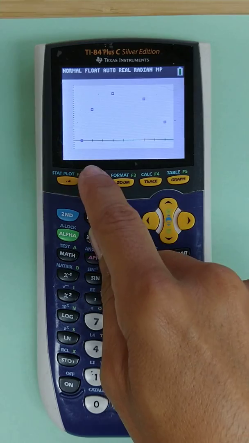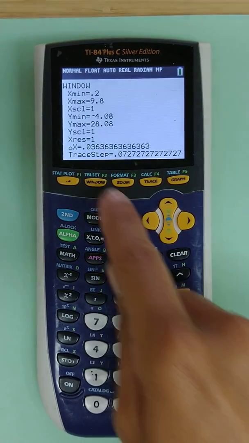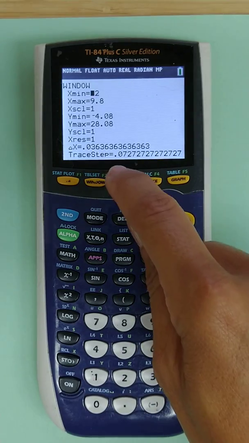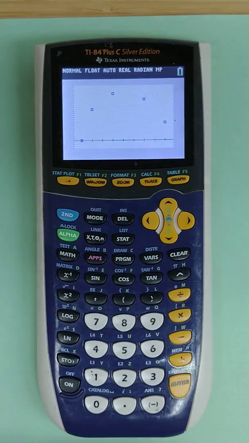If you tried to fit your data to the window by setting your window according to the values in the data, you don't get full credit. You have to recognize that zoom 9 is the way you fit your window to a scatter plot.